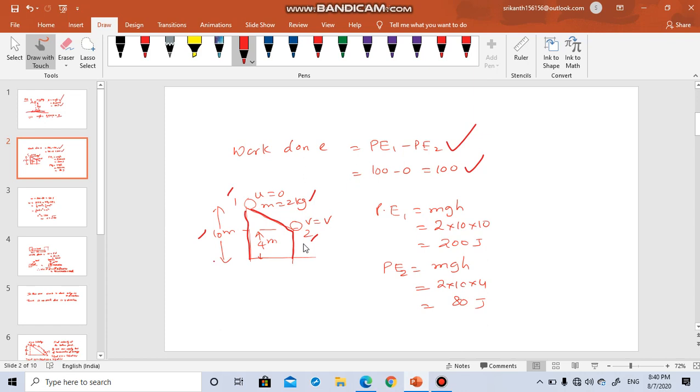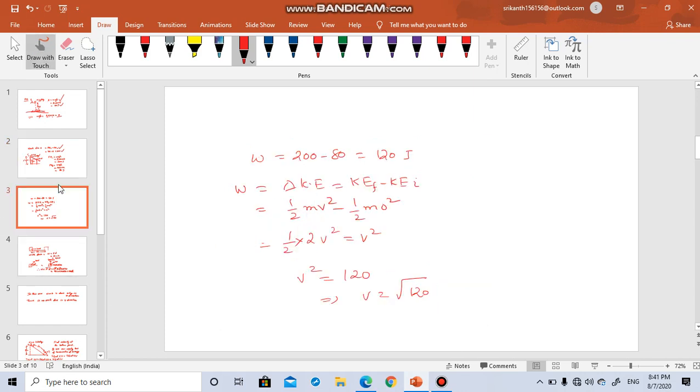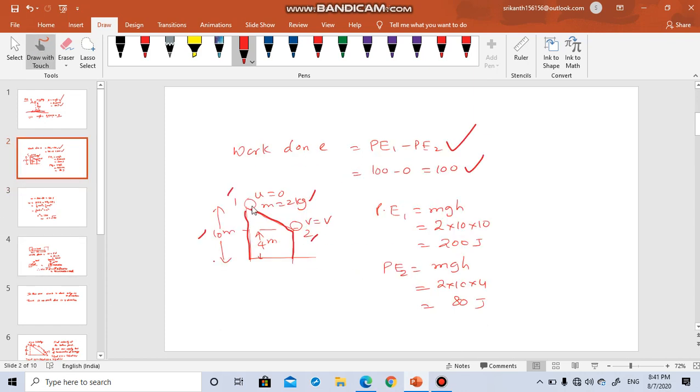So can we calculate the speed? We can calculate the speed using the work energy theorem. This is what I'm going to explain to you now. This ball has come from location 1 to location 2. That means there must be some change in potential energy because some work is done. So you have to find PE1.